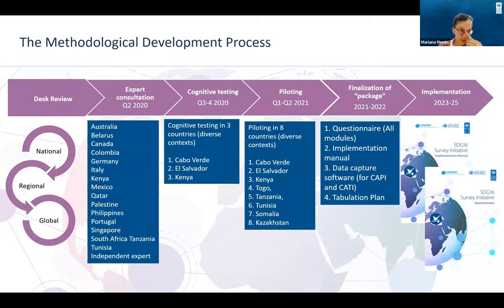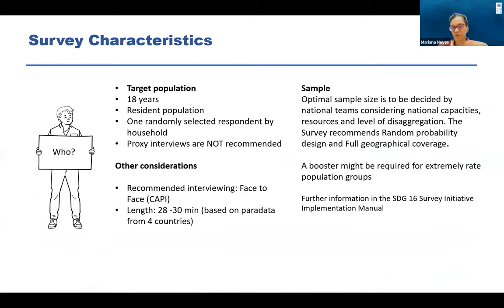I can give you an example. For the discrimination module, in one of the areas where we did the piloting, they did not have a word for discrimination. So that made a particular challenge that had to be addressed. So we had all of this. Once you have this, you adapt the tabulation, and the full methodology was endorsed, or welcomed, by the United Nations Statistical Commission last year. So since last year, that's when we started a more robust implementation.